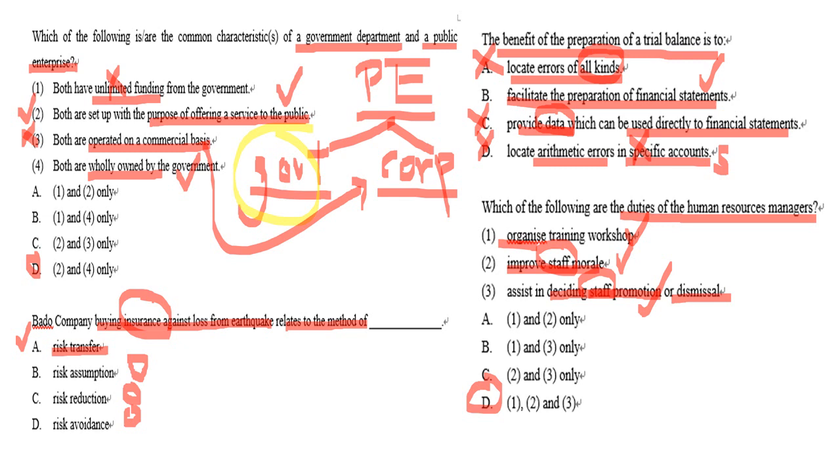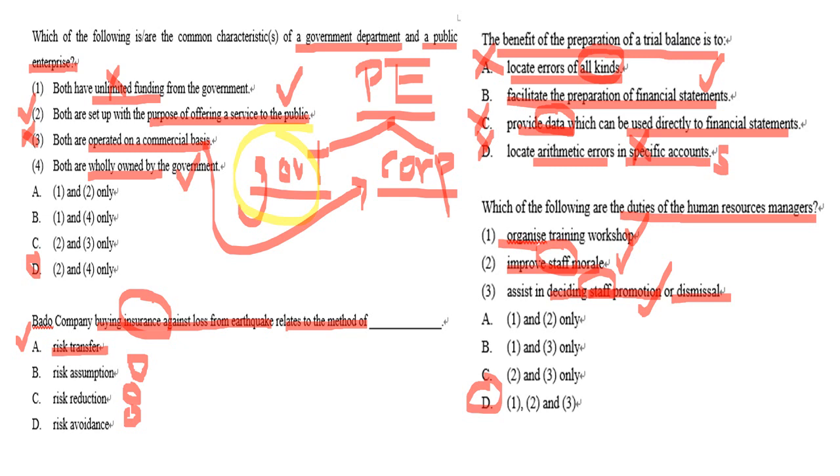C, why wrong? Because provide data which are used directly to the financial statement. This is wrong because this data is not updated, not having adjustments such as depreciation, closing inventory, accrual or prepayment, something like that.